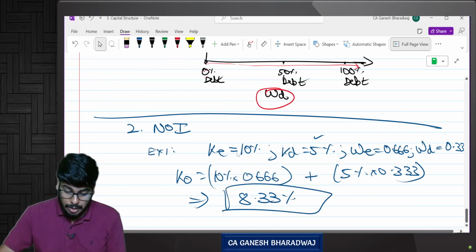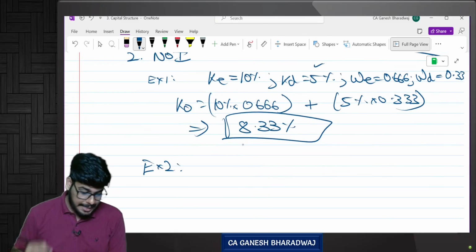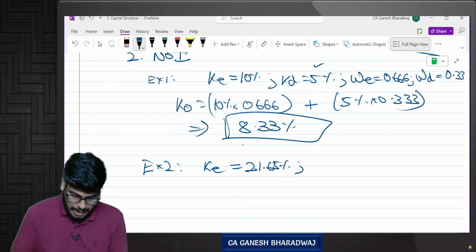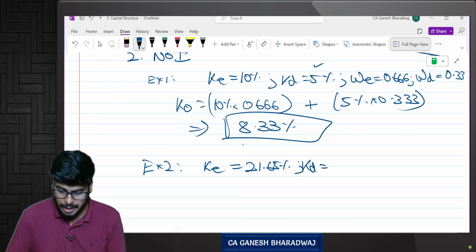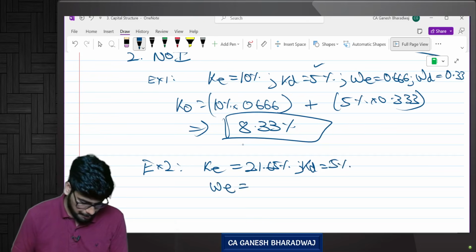Yes. Now, what the NOI approach says is, example number 2, KE becomes 21.65 percentage. KD will not change under the NOI approach, 5%. Weight of equity is how much?